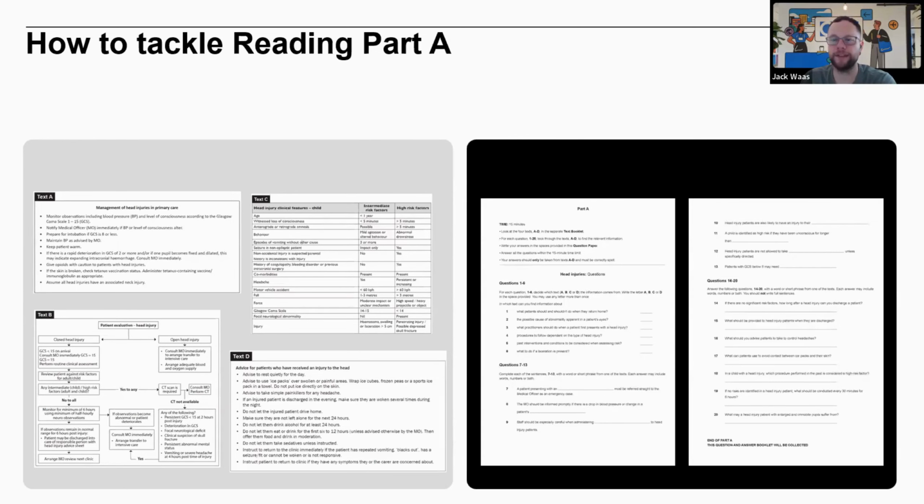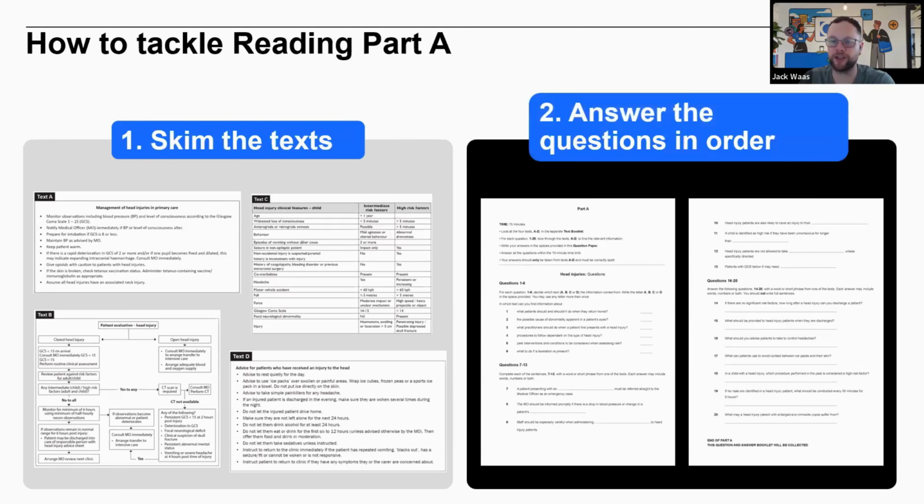Remember, we only have 15 minutes, so we have to be really smart about how we use our time in part A. The strategy we suggest is to skim first, I'll show you how, and then answer the questions in order. Skimming first will help you find the answers to the first set of questions quickly and easily. Then you can focus on the other questions. So, how do you skim?